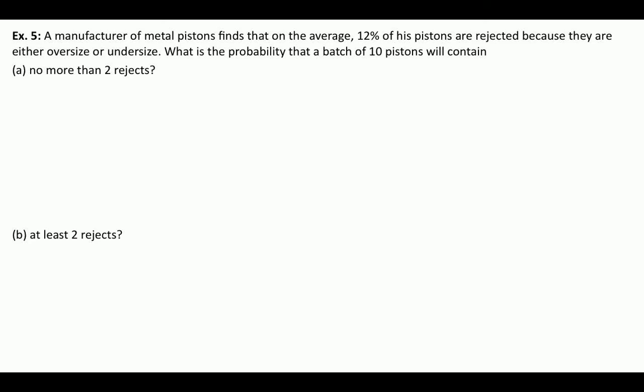because they are either oversized or undersized. And notice here, you've probably read this a few times: on average, he makes 4 to 5 shots. On average, 12% are rejected. This "on average" is your indication that this is an independent probability, because this has already been calculated and has been given to you.